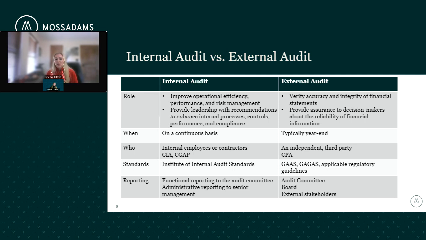I think it's really important to also think about that your external audit has to be done, no ifs, ands, or buts about it, by an independent third-party CPA. But the good thing about internal audit is you can have internal employees as well as contractors outside of an external CPA firm that are really helping you perform this work. So a couple of differences to remember, and hopefully you can explain to others when you hear the word internal audit versus that external audit factor.